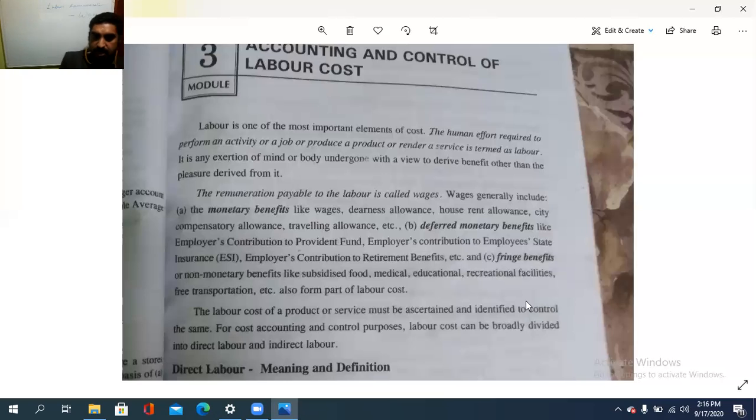For such cost accounting and cost control purposes, the labor cost can be broadly divided into two, like material cost: direct material and indirect material cost. Similarly, direct labor cost and indirect labor cost. That is what we need to remember. What is direct labor and what is indirect labor?